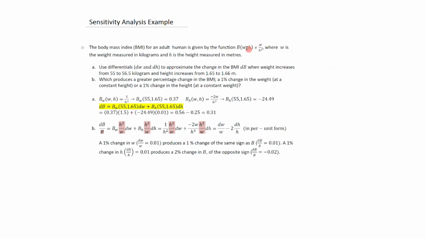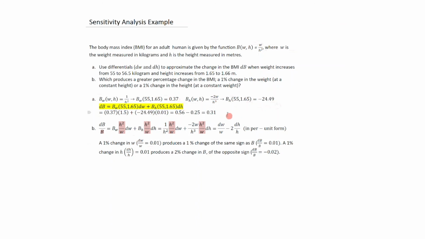If we take this function and take the partial derivative with respect to w, we end up with this value. And we have to evaluate it at the given height and body weight. So we substitute the values; in this case only h plays a role, and we end up with 0.37. Similarly, we have to take the derivative with respect to the height, and then substitute in for the value of the weight and h, and you get minus 24.49. So we can write out in non-per unit form that dB is equal to this times dw, plus this times dh. You can substitute the numbers in and you get 0.31.